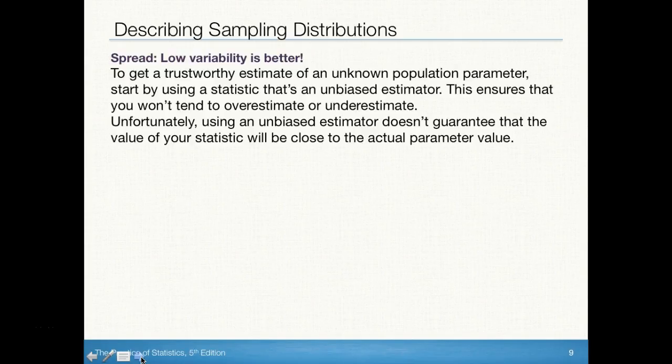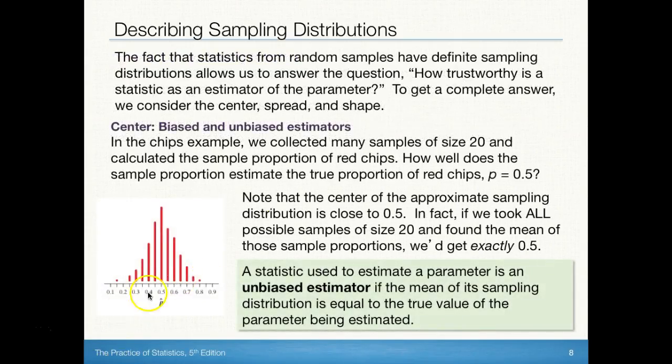But obviously low variability is better. There is quite a bit of variability back here, and it'd be nice to have lower variability. So lower variability is better. How do you think we could have a lower variability? If you said increase the sample size, you're correct. We'll talk about that in a little bit.